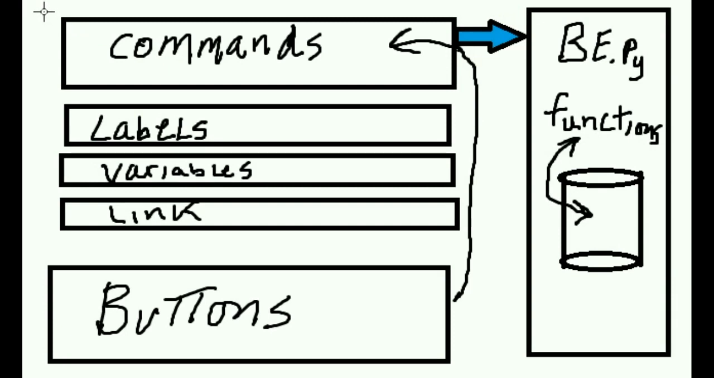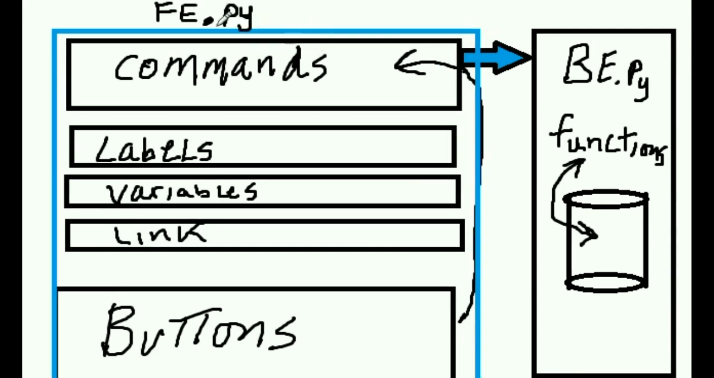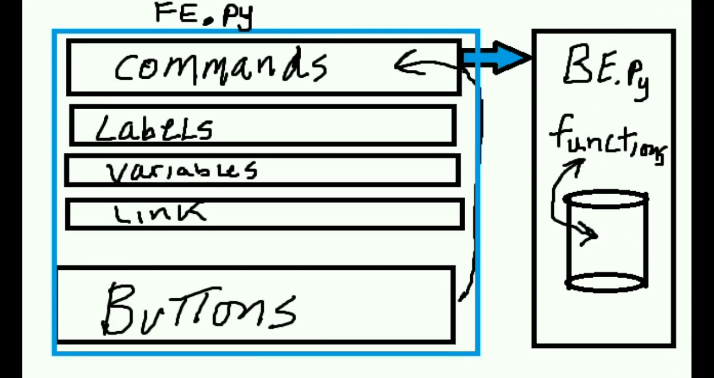By the by, it's a good thing to know that all of these sections over here are located in one file called FE.py. So you've got a front-end file with these sections in it, and you've got a back-end.py file that has functions in it with intensive disk I/O contained therein. And this is the basic structure of our Python GUI database system.